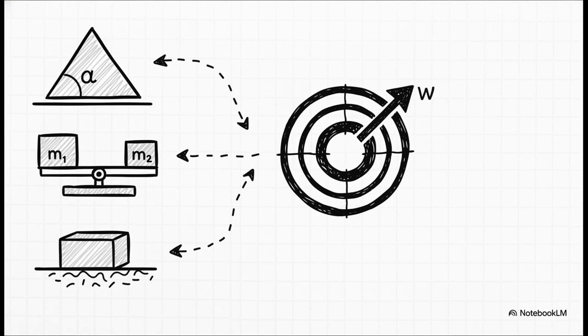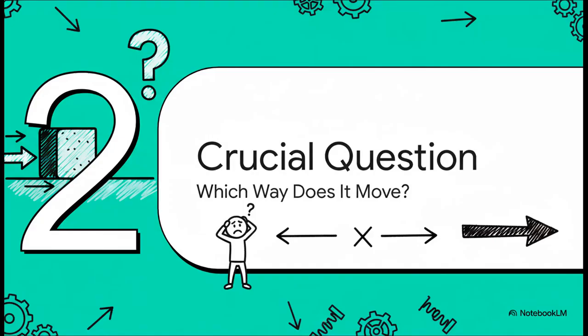We've got the angle of the incline, alpha, which is 30 degrees. We have the ratio of the masses, eta, which is 2/3. And we have the coefficient of friction, nu, at 0.10. And our one and only mission? Find the acceleration of the whole system, which the problem calls w. Sounds straightforward enough?